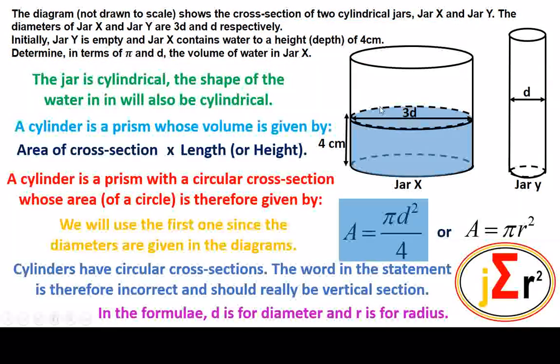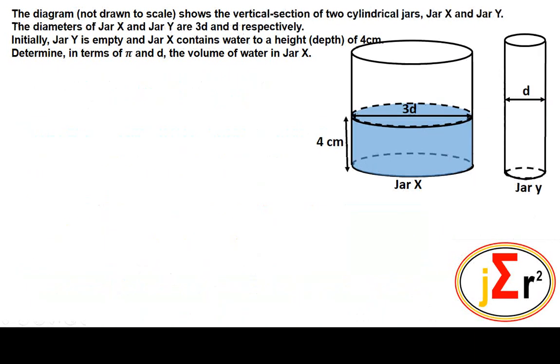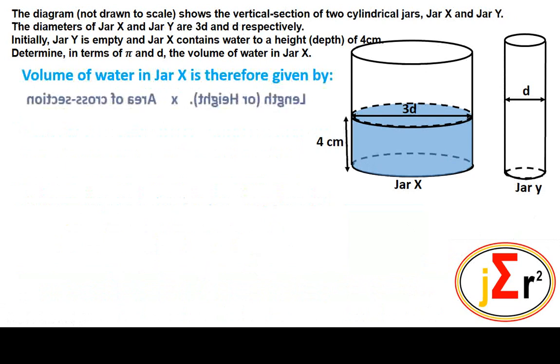In the formula, D is for diameter and R is for radius, as we have them right there. So we don't need to overemphasize. We know that from the discussion that we had previously. We will go straight ahead. We'll need to find the volume of water in jar X. And this is what we are doing. And we are going to express that in terms of D and pi, or in terms of pi and D.